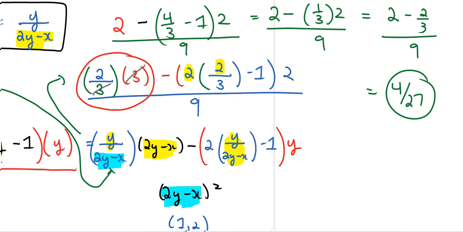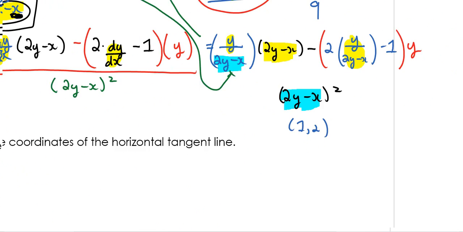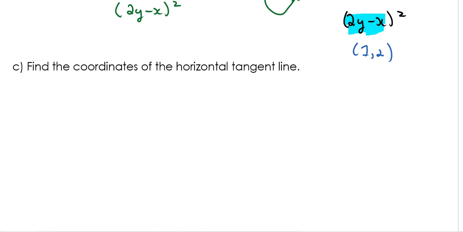Okay, let's move on to the final question here. Find the coordinates of the horizontal tangent line. Now for this question, you need to have your first derivative. So your first derivative from part A is dy by dx equals y divided by 2y minus x. And your original question was y squared minus xy equals 5.